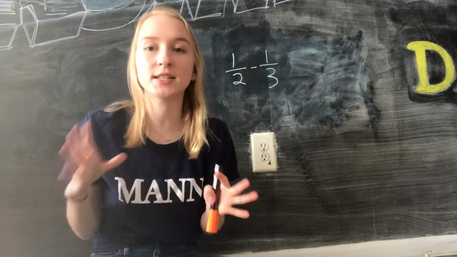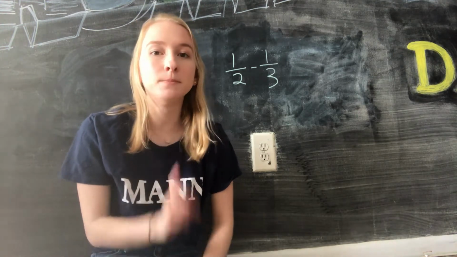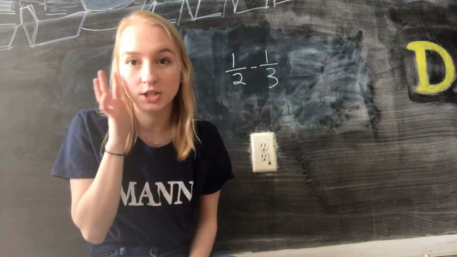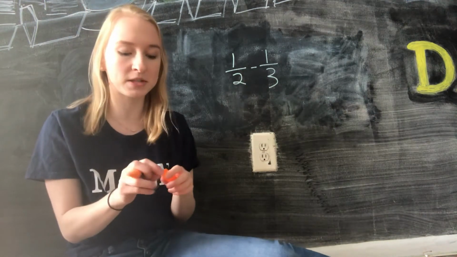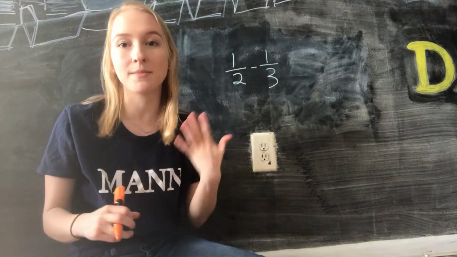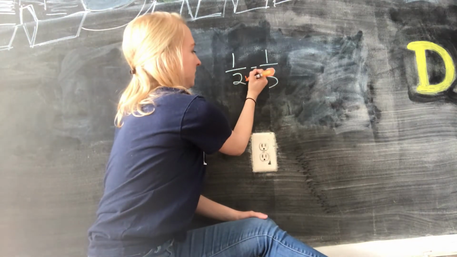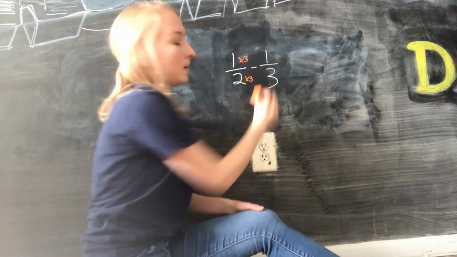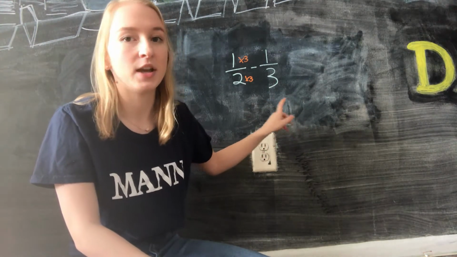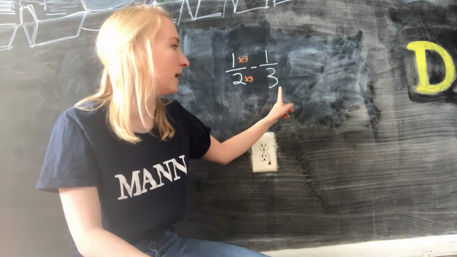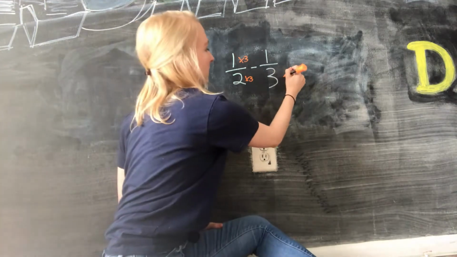Okay, so going back to this problem, 1/2 minus 1/3, how do we find the common denominator? The easiest and most foolproof way is to multiply the denominators by each other. So we would take this 1/2 and multiply it by 3, both the top and the bottom, because whatever we do to the bottom, we do to the top. And then we look at the 1/3, and we multiply this by 2 because the denominator of the other one is 2. So we multiply it by 2.